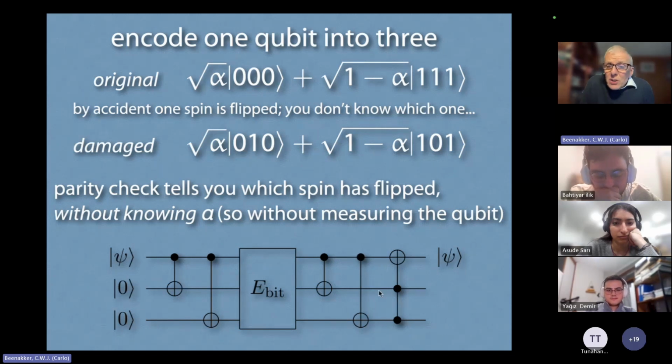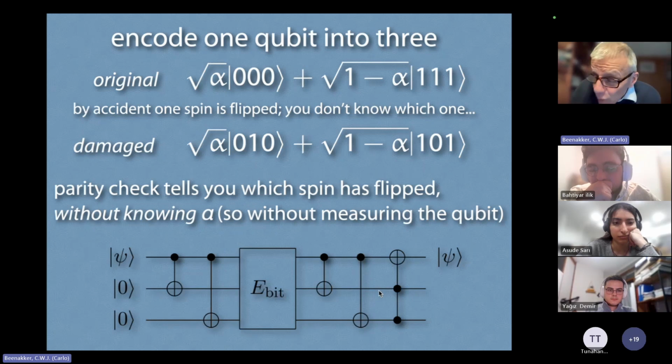A parity check compares which two qubits are different without measuring them, without telling you whether they're 0 and 1. It just says, are they the same or are they different? And of course, if you do that, then you will know which spin is flipped. You first compare the parity of the first two, then the second two, and then also the parity of the last two. In this way you'll find out which one differs, and the one which differs has flipped.